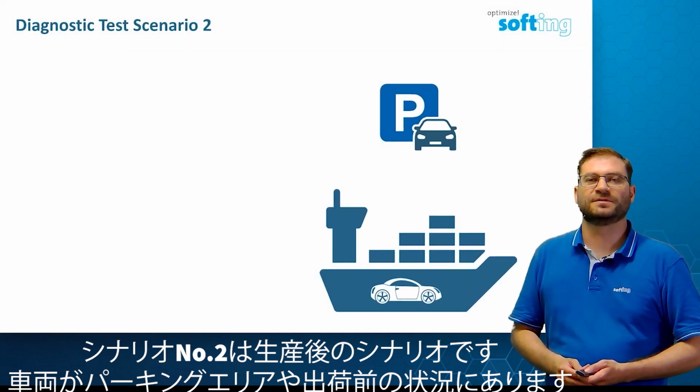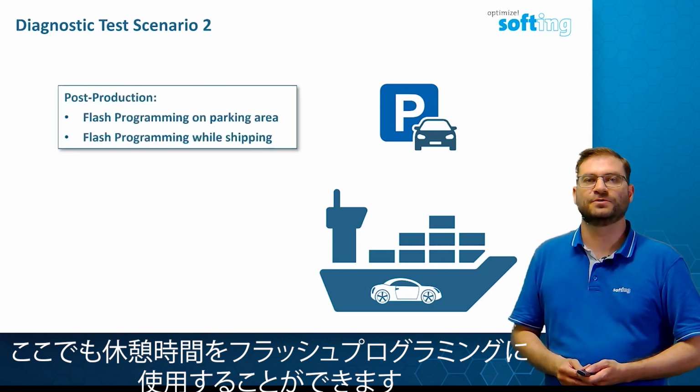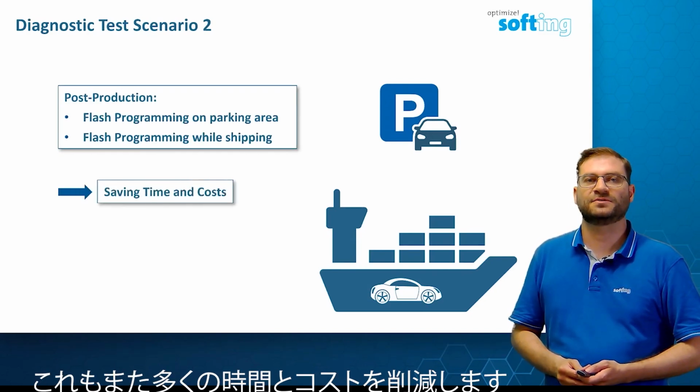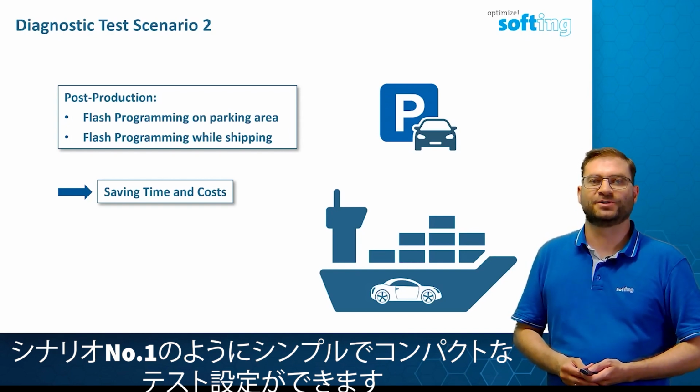Scenario number 2 is a post-production scenario. The vehicles are located on a parking area or they are already being shipped. Again, the rest periods could be used for flash programming. That also saves a lot of time and reduces costs. Just like in scenario number 1, a simple and compact test setup would be appreciated.